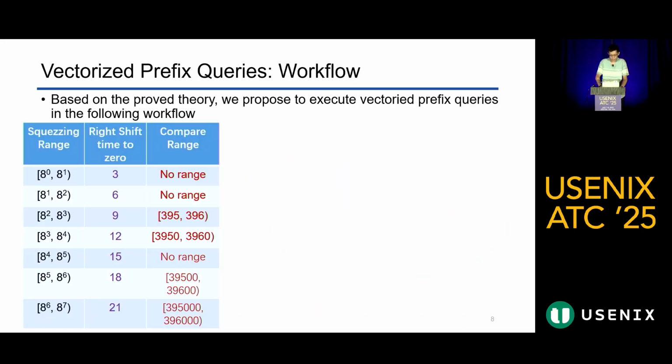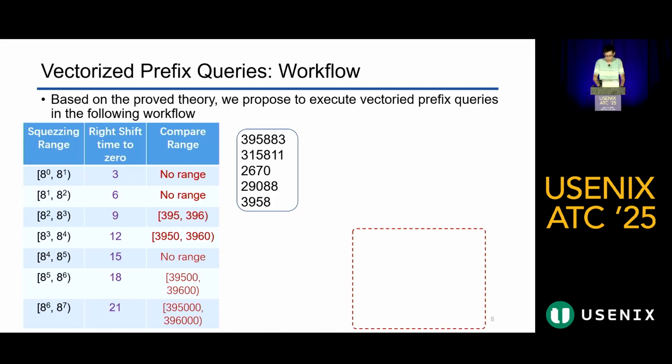Based on such a theory, we can get a table showing the correlation between squeezing and compare range. The squeezing range can be decided by counting how many right shift times are needed to let a number become 0. We thus propose our vectorized prefix queries algorithm as follows. Given an N unit, we first execute vectorized right shifting until some vectors become 0.